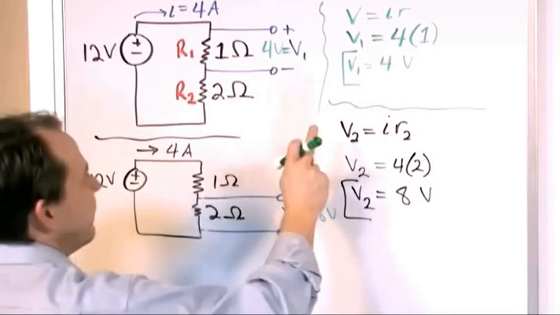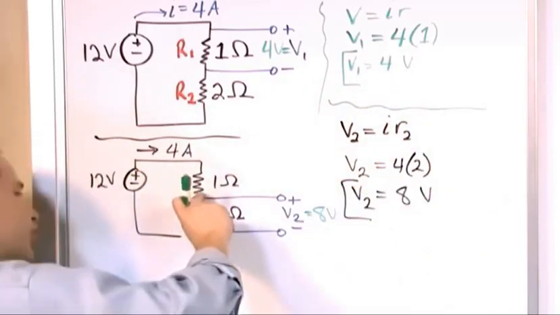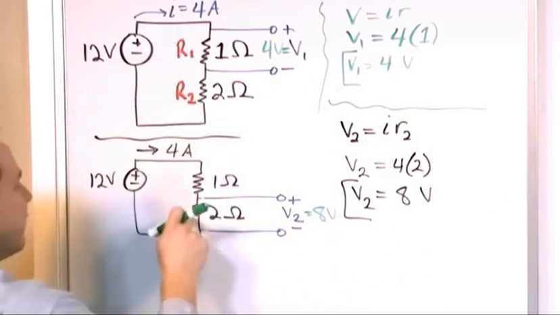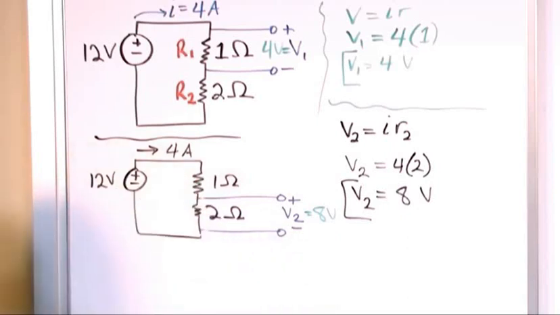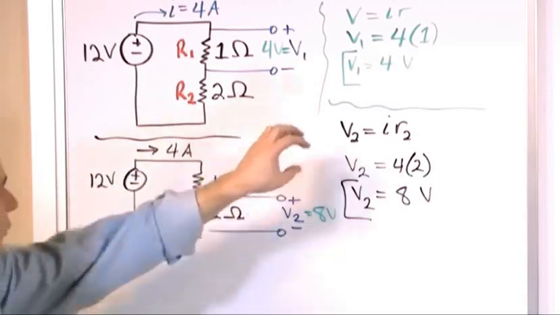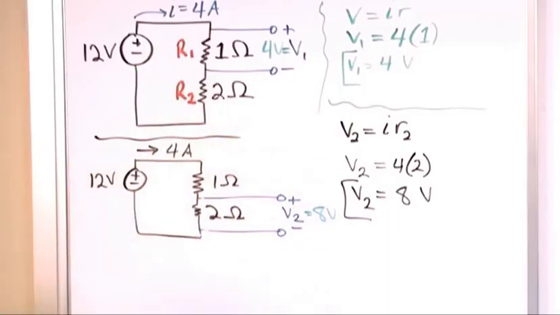All you care about with V equals IR is the voltage across the element, the current through the element, and the resistance of the element. And that's what it applies to. So when you apply Ohm's law around your circuit, you just need to be able to zero in on whatever it is you're talking about.